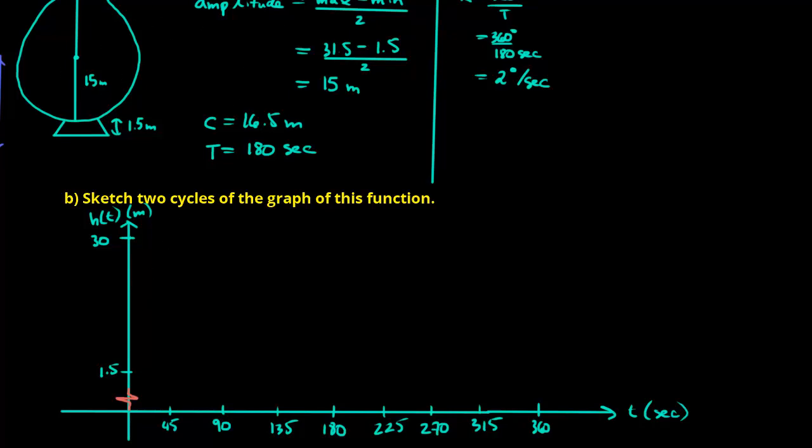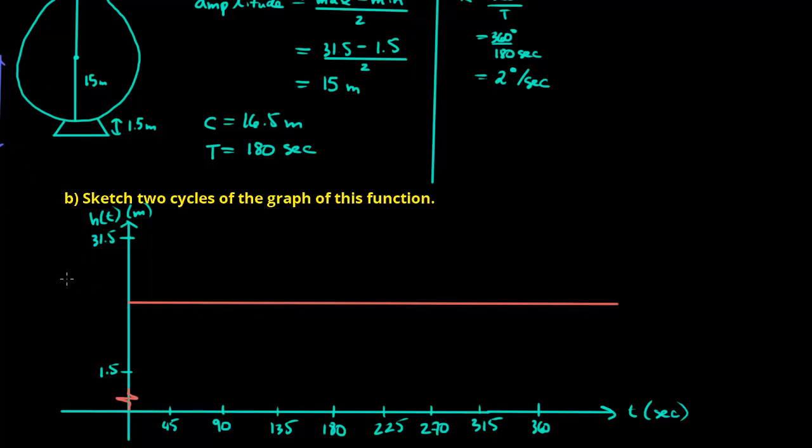Oh, sorry, the maximum height is not 30. The maximum height should be 31.5, because we've got the minimum 1.5 plus 2 radii, which is 1.5 plus 15 plus 15, which is 31.5 meters. So the maximum height is 31.5 meters. Now, when Jeremy starts on this Ferris wheel, he's going to start off at 1.5 meters. And let me just draw the equation of the axis as well. The equation of the axis is going to be halfway in between 31.5 and 1.5. Okay, there we go.